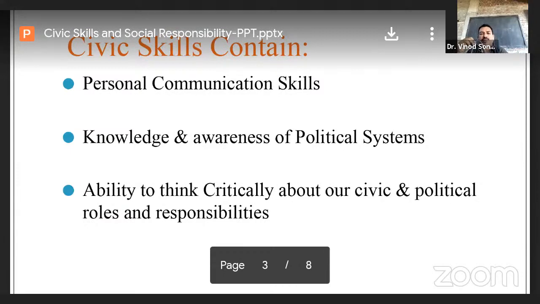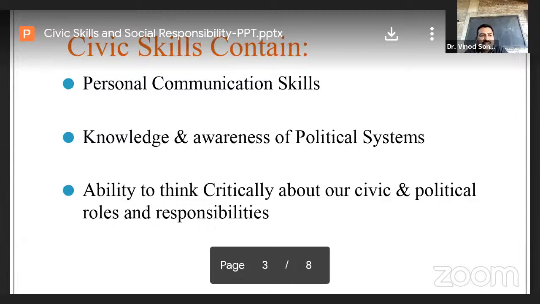Civic skills is a broad term, and there are so many sub-themes and sub-points which we have to discuss and acquire. Without acquiring personal communication skills, it is not possible for any person to become a good citizen and to acquire the civic skills. Now, the main point is why we are discussing all these things.